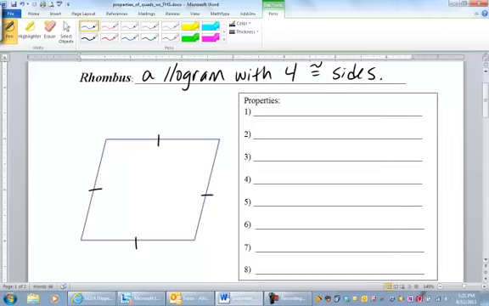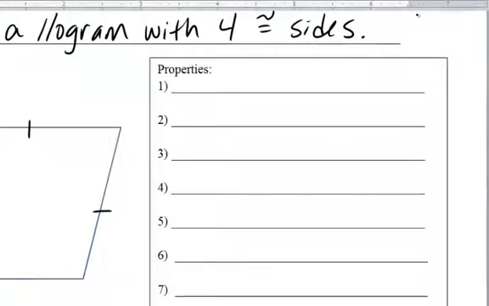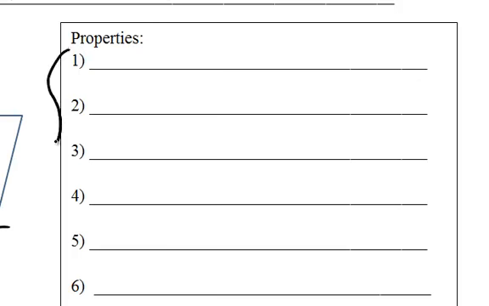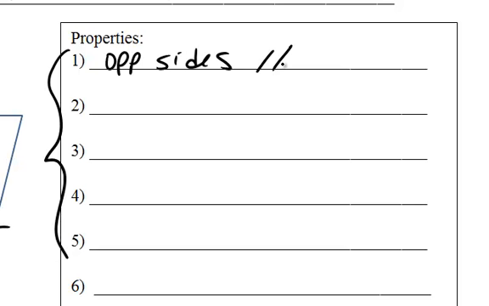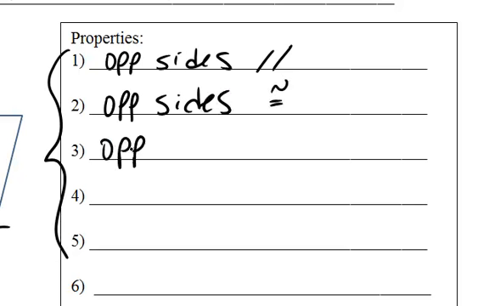The hard part is probably trying to remember all five of the properties of parallelograms and then doing a little bit more specific. There's three additional ones that are specific to a rhombus. So remember, these five are all parallelogram properties. So what are those properties? Opposite sides are parallel. Opposite sides are congruent. We have opposite angles that are congruent as well.